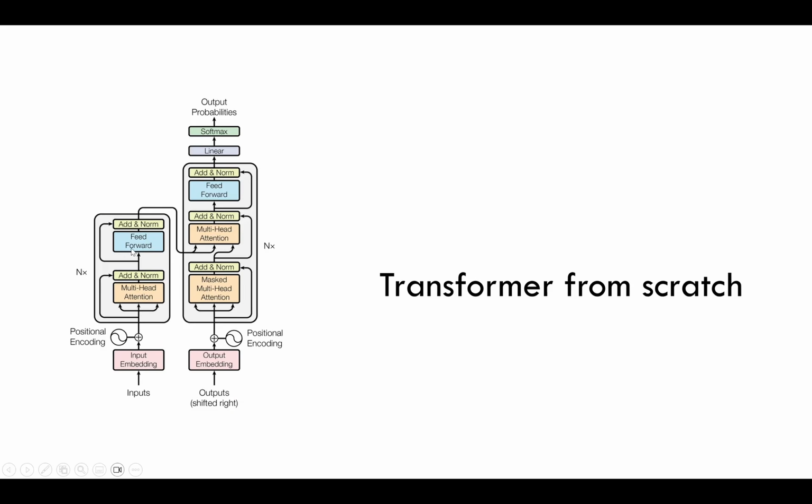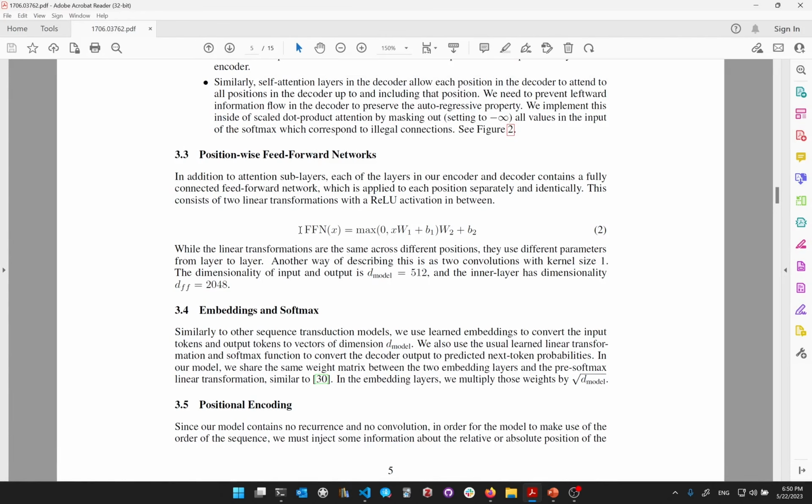You can see here. And the feed forward is basically a fully connected layer that the model uses both in the encoder and in the decoder. Let's first have a look at the paper to see what are the details of this feed forward layer. In the paper, the feed forward layer is basically two matrices, one W1, one W2, that are multiplied by this X, one after another, with a ReLU in between and with a bias.